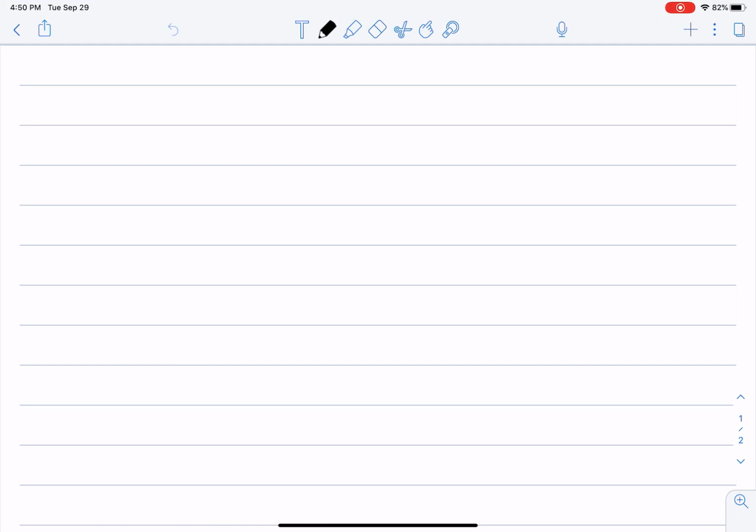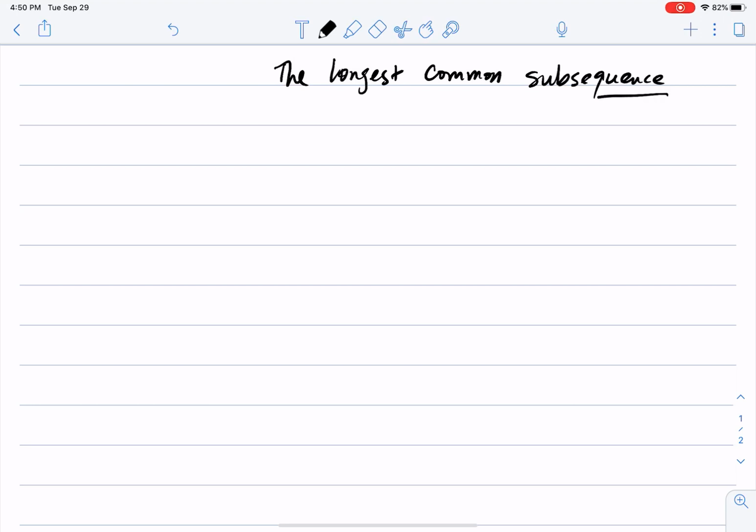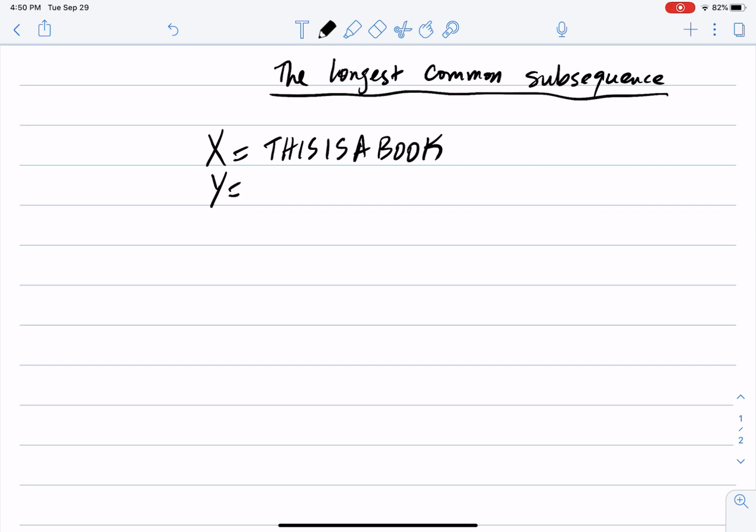Okay, the problem I talk about is known as the longest common subsequence problem. Let me show it through an example. Suppose I give you two strings, x and y, and x is "this is a book", just one string, and y is "the book". Imagine I give you these, and I ask you, can you find me the longest common subsequence?